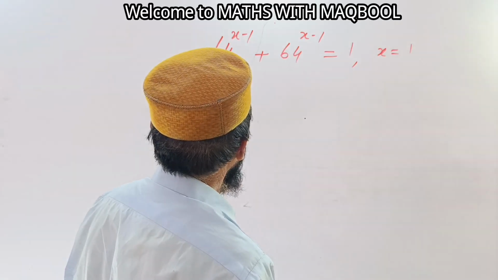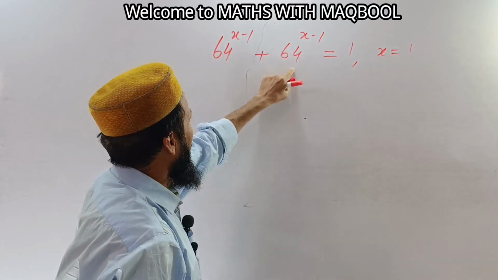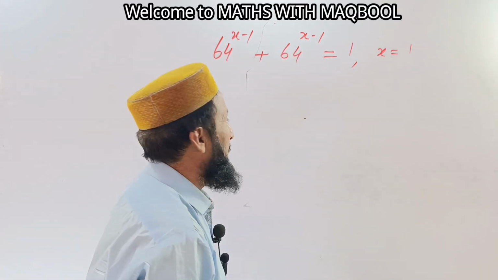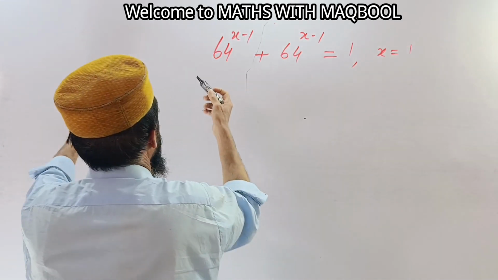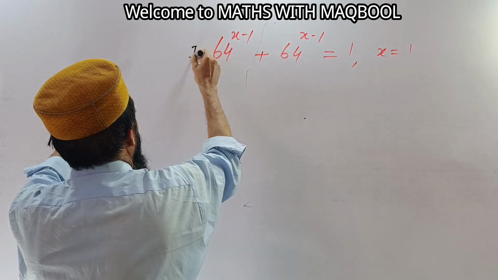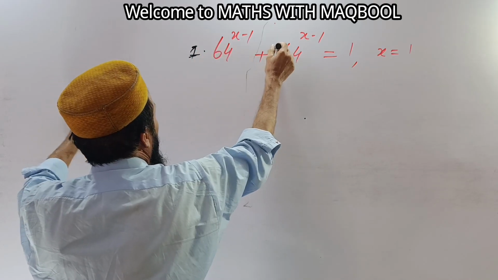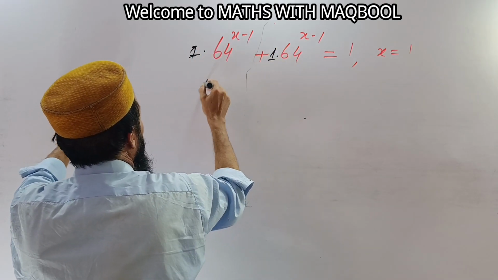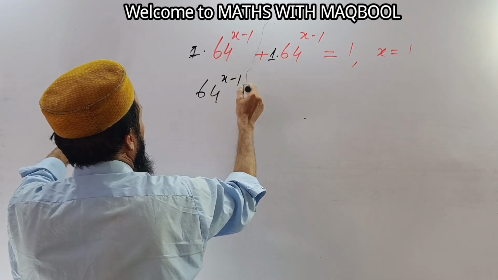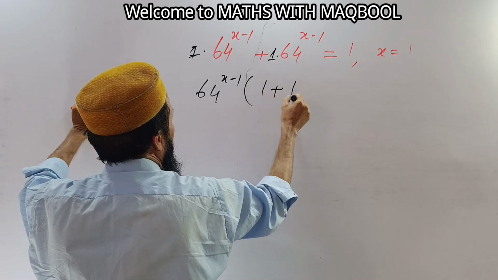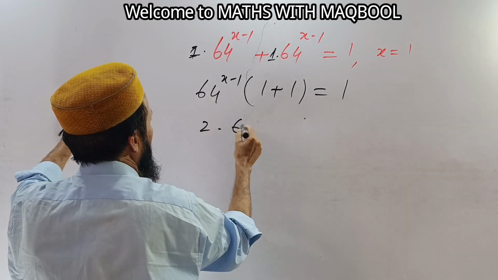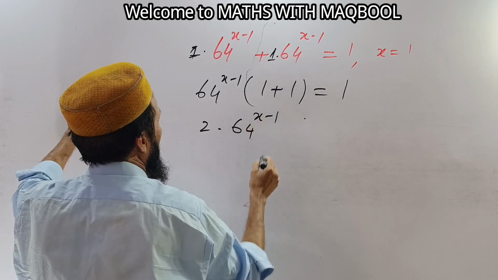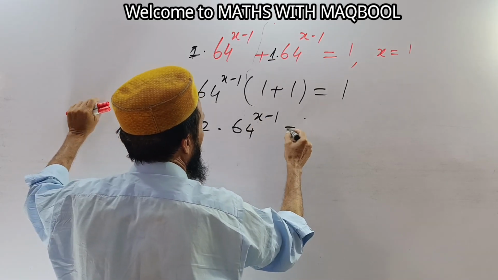So look here, when the bases are the same and their exponents are the same, we add their coefficients, and the coefficient of each term is 1. So we take 64^(x-1) common, and 1 plus 1 is remaining. Now we add this term: 2 times 64^(x-1) is equal to 1.